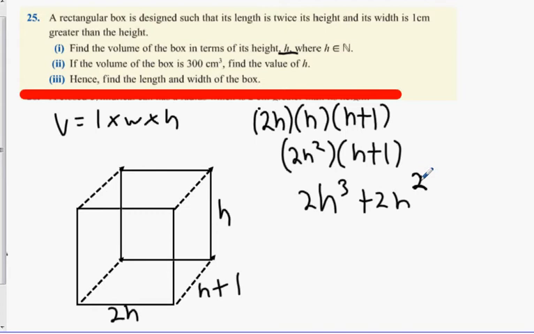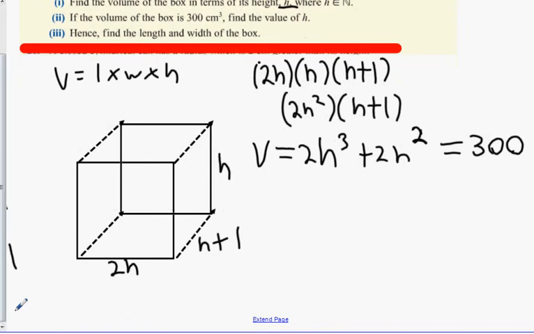Now, find the volume of the box in terms of its height. There is the volume of the box in terms of its height. If the volume of the box is 300, find the value of h. Well, why don't I just put this equal to 300? That makes sense? Yeah.